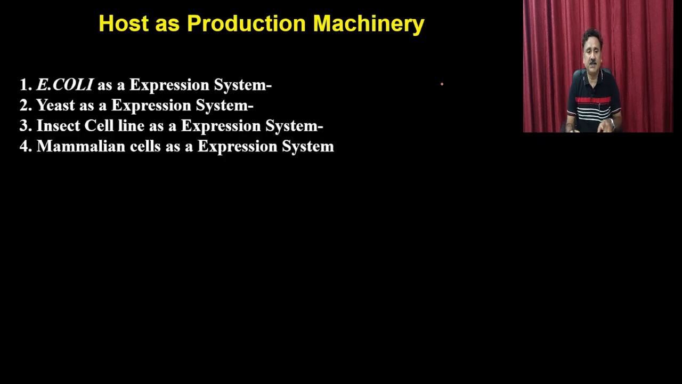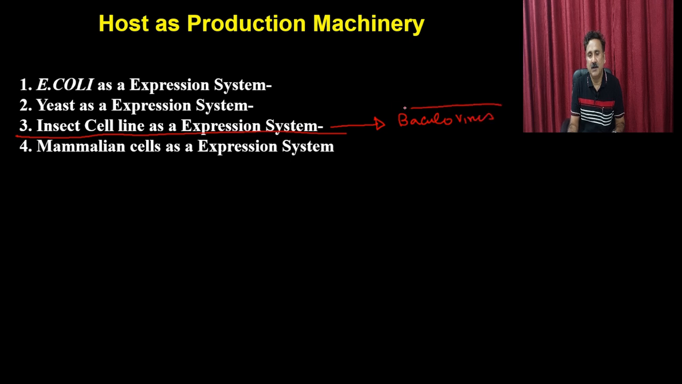Now, let us move on to the next expression system. The next expression system is the insect cell line expression system, right? The insect cell line expression system requires the use of a virus that is called baculovirus. Baculovirus is the virus which is going to be used for transforming the insect cells, and that is what is called the baculovirus expression system.